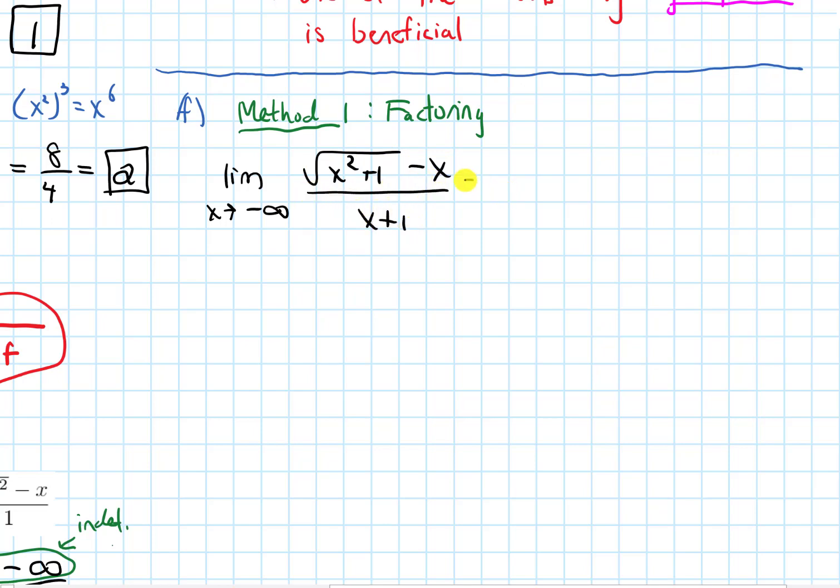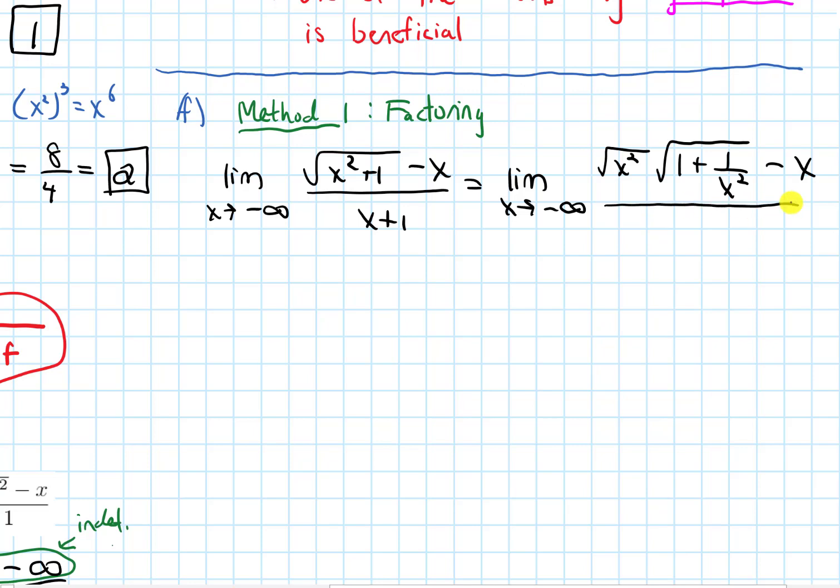And let's go ahead and factor to get the limit as x goes to negative infinity. If I factor x squared out of this root term and split it up already, I'll get root x squared times the square root of 1 plus 1 over x squared, and then minus the x over, let's factor an x out of the bottom to get x times 1 plus 1 over x.